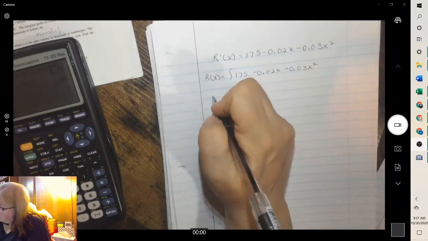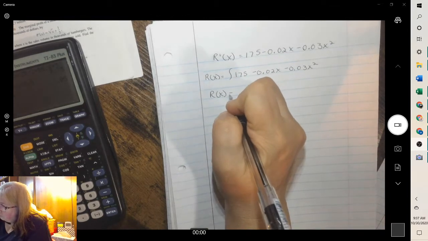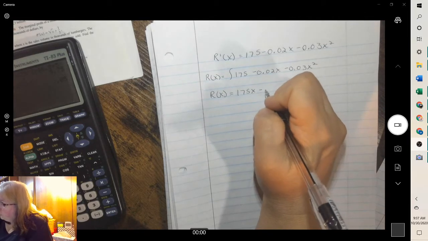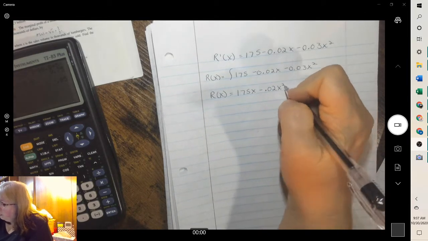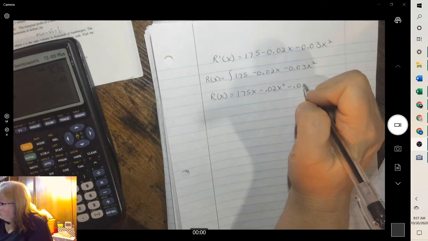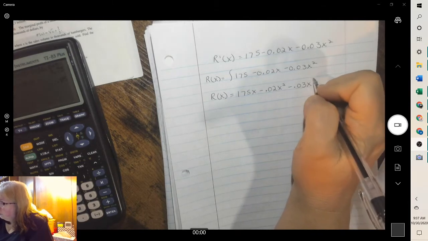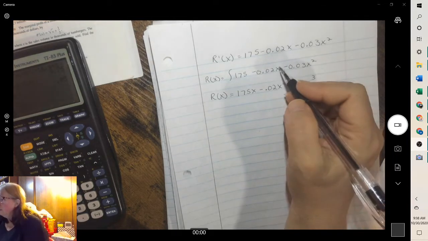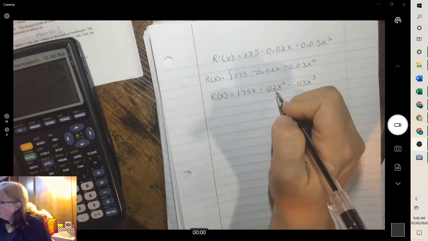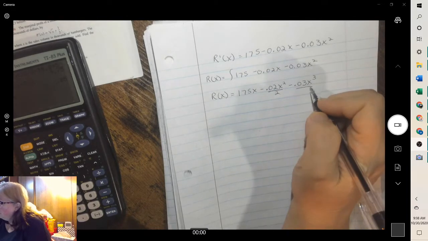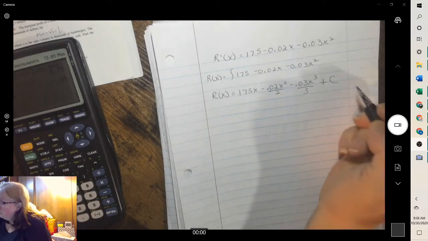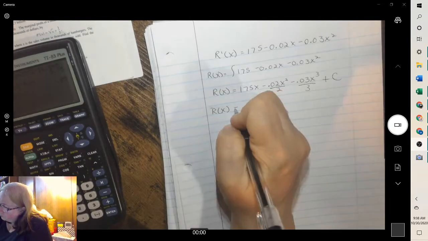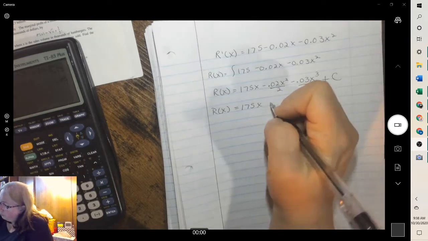And you take the integral of 175x minus 0.02x squared minus 0.03x cubed. Now what you want to remember is once you add that 1, you need to divide it. So we added 1 here, divide by 2. Add 1, divide by 3, plus our constant. Going to simplify it.